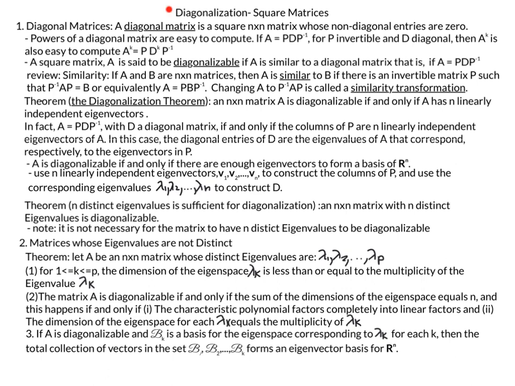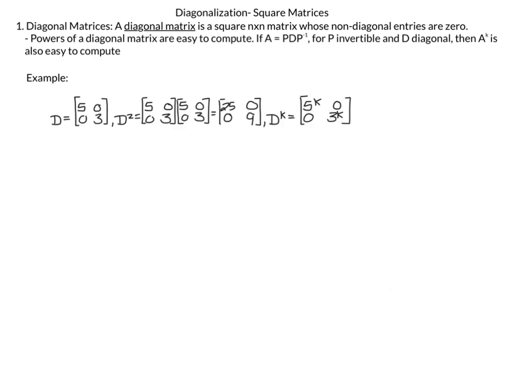First, we will start by defining what a diagonal matrix is: a square matrix, an n by n matrix, whose non-diagonal entries are 0. Here we have an example of a diagonal matrix. Along the main diagonal, we have the entries 5 and 3. Everywhere else, we have zeros.